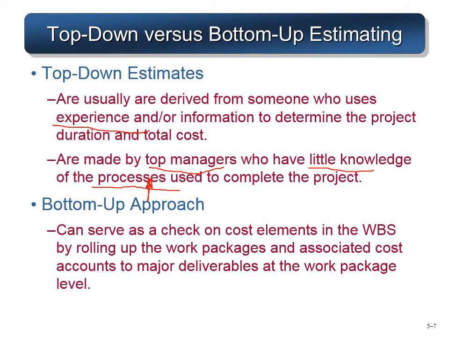So the bottom-up approach starts with the WBS, work breakdown structure, where the whole project is broken down into individual works or processes, and each of those are estimated, and finally it is rolled up to get the total project cost.